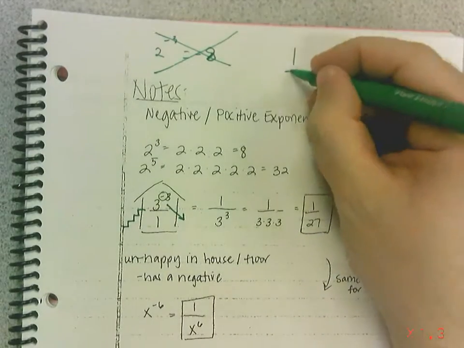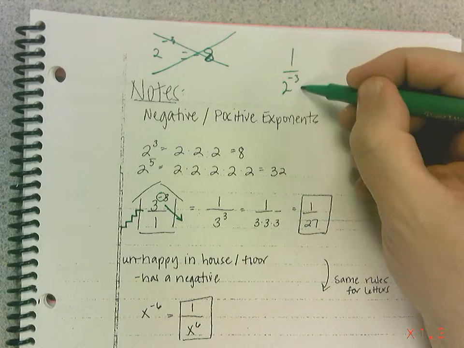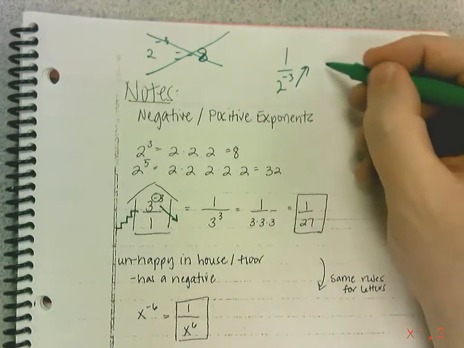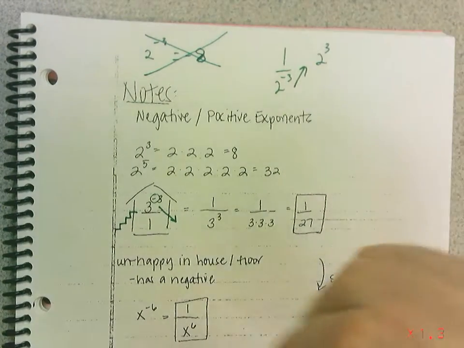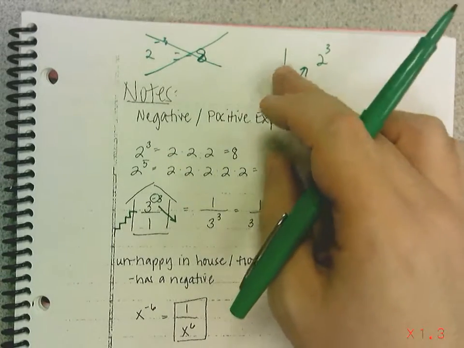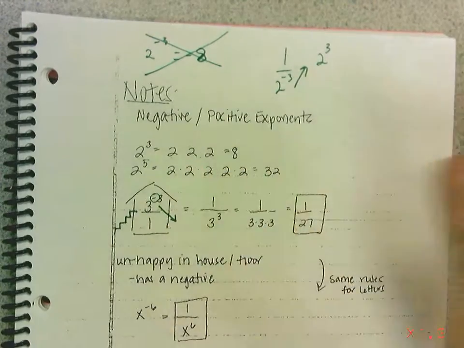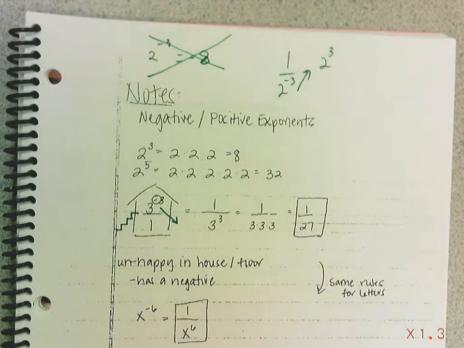So if it was 1 over 2 to the negative 3, to make him happy, you would have to move him upstairs, and then it would become 2 to the positive 3. That's all you're trying to do: change the sign of the exponent, because it's pretty hard to do anything with a negative exponent. Once it's positive, you can easily expand it and figure it out, right?